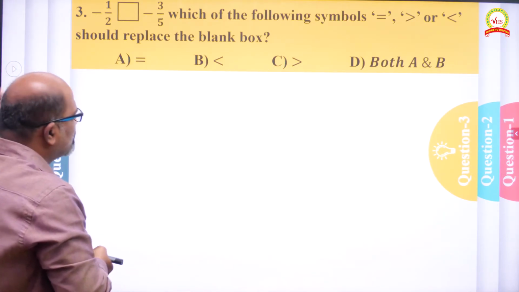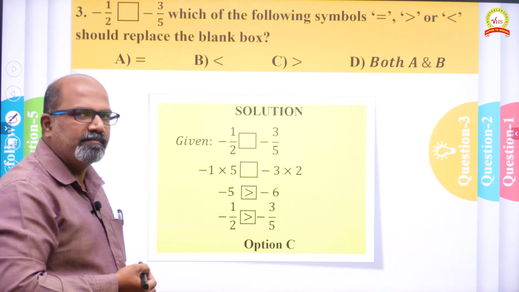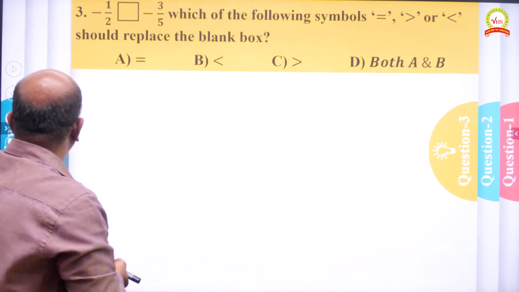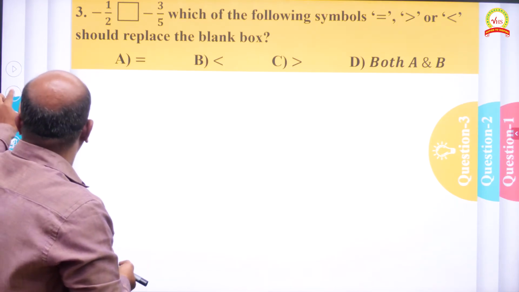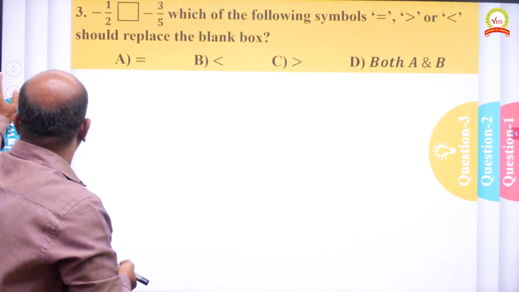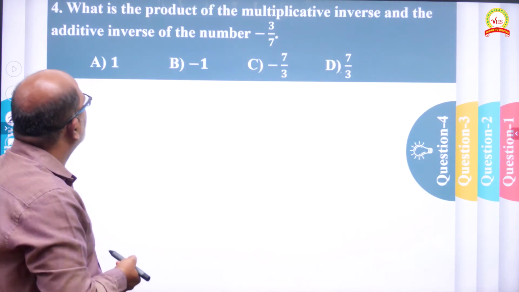Let us check with the answer. Yeah, minus 1 by 2 is greater than minus 3 by 5. Understand? Okay. Then next question. We are going to the next question, question number 4.